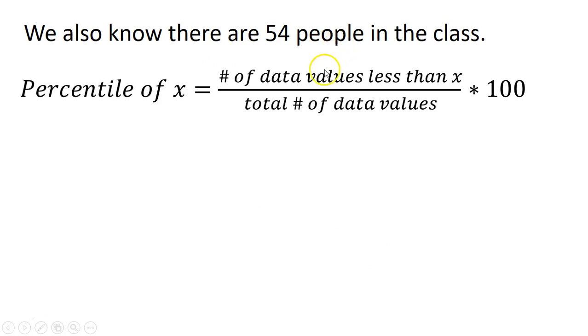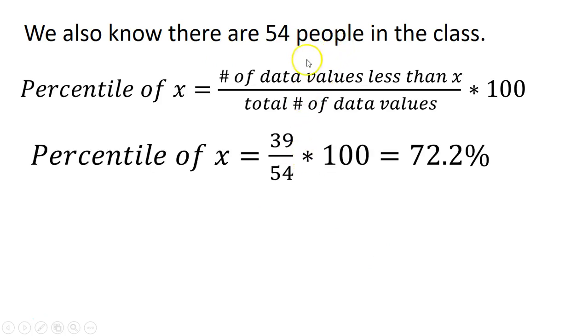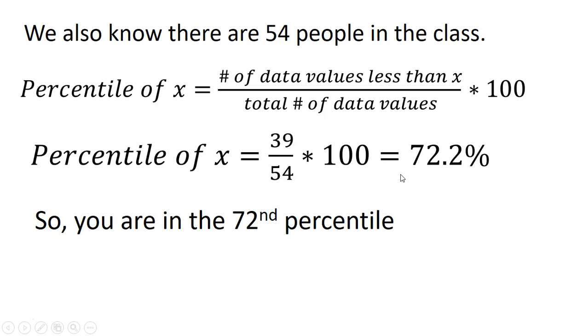So what we're saying here is 39 people scored less than you, out of 54, times 100. So you scored better than 72.2%. So you are in the 72nd percentile. You scored better than 72% of them.